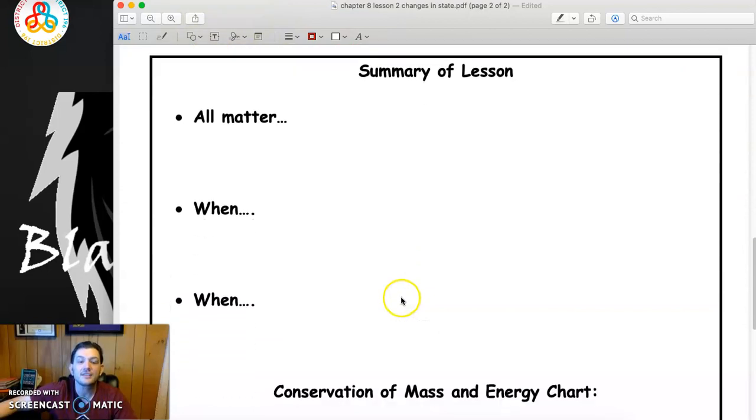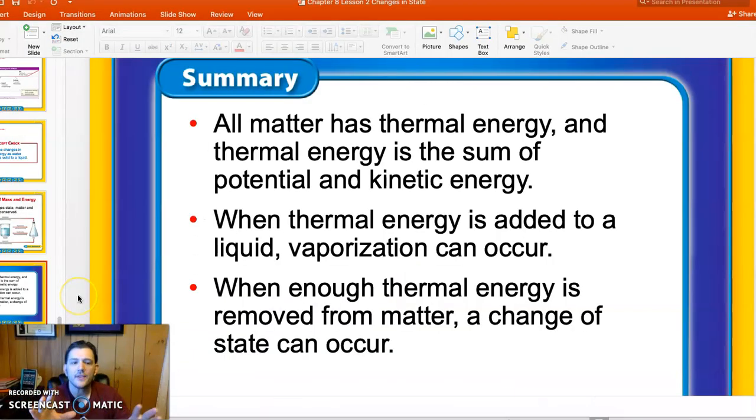Now let's look at our summary of our lesson. Back of your lab or your note sheet. All matter has thermal energy, and thermal energy is the sum of potential and kinetic energy. All matter has thermal energy. I can measure how much thermal energy this has or this. They all have thermal energy. Okay, remember, thermal energy is kind of like heat.